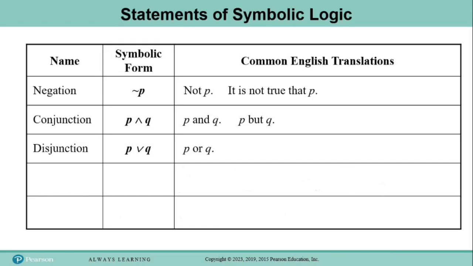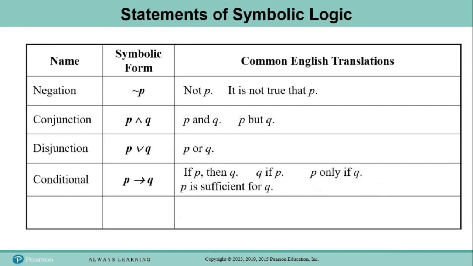Okay, the next type of logic relationship that we talked about was the conditional statement. And so we could have "if P, then Q." And that came across several different ways in English. So we could have just "if P, then Q." We could also have "Q if P," or we could have "P only if Q." And we also looked at "P is sufficient for Q" and "Q is necessary for P." All of these are represented by the logical statement "if P, then Q."